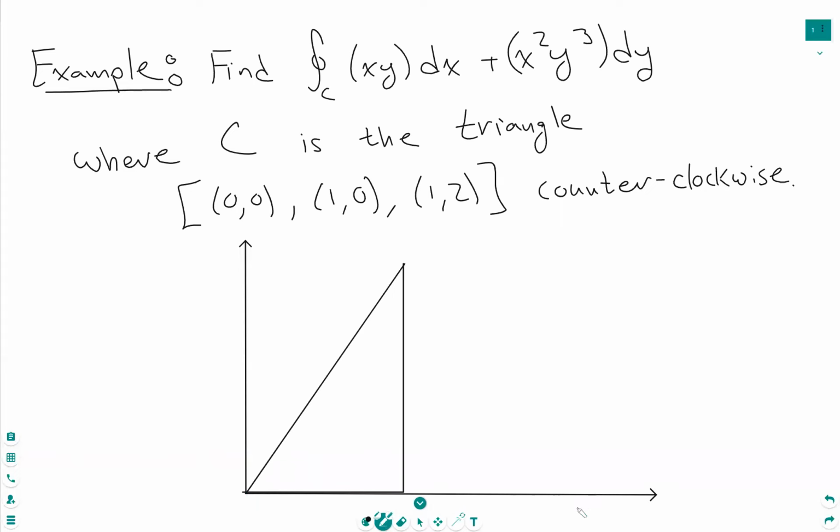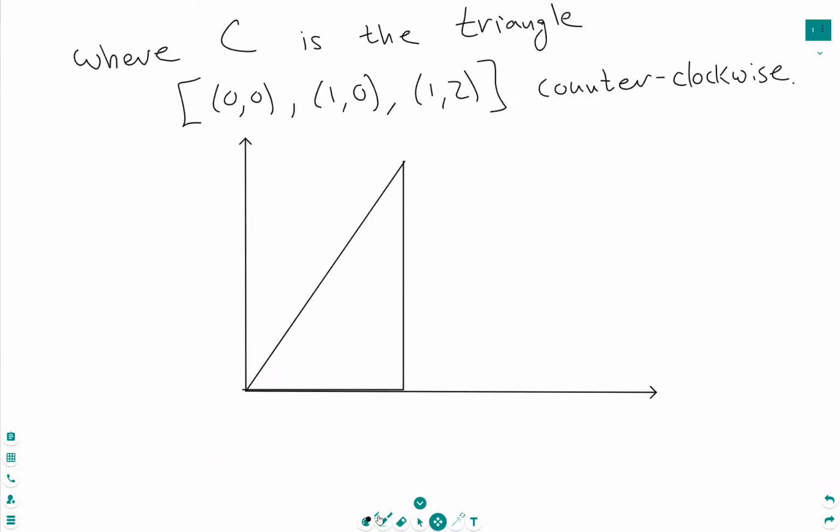So before we talk about doing any kind of parameterization, we're just going to sketch out what this region looks like. So we have 0, 0, 1, 0, and 1, 2. It might be worthwhile to solve for the equation of this hypotenuse. It's just y is equal to 2x. And this is our curve C.